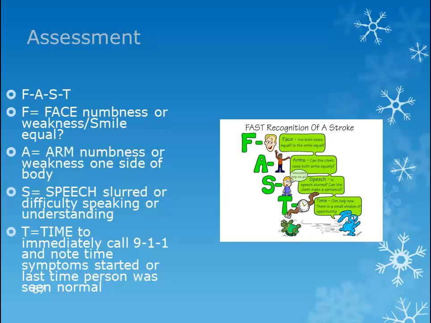Further assessment of a patient having a stroke should utilize the FAST acronym. FAST equals face numbness or weakness. Is the smile equal? A equals arm numbness or weakness to one side of the body. S is speech: is the speech slurred, or is there difficulty speaking or understanding the patient? T, time to call 911 immediately and note the time the symptoms started or the last time the person was seen normal.